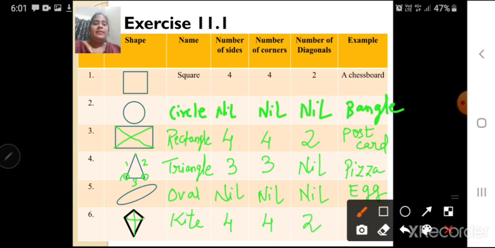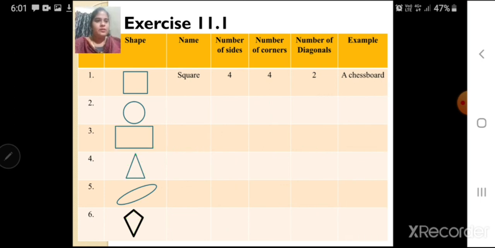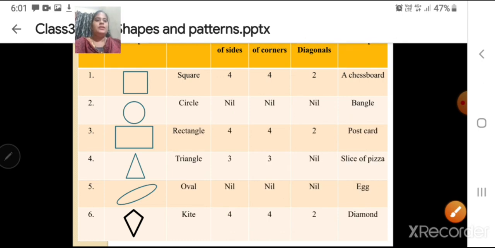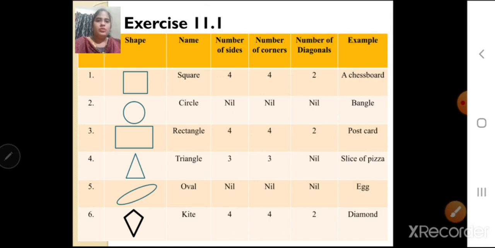Now like this shape of a kite, there are so many examples again, but we can write a diamond. So diamond is an example of a kite shape. Children, I have written the answers here. Please note it down in your textbook or your classwork.